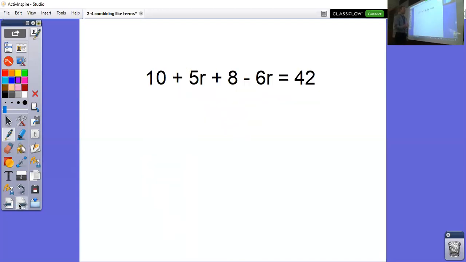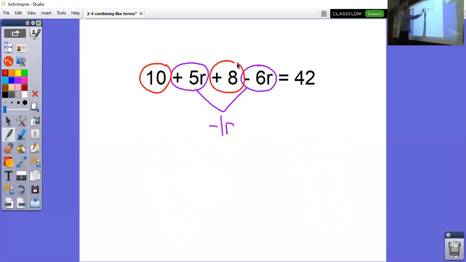Sometimes, again, you're going to have multiple things that you have to add together on the same side of the equal sign. In this problem, we have R's and R's. We can add together the 5R and the -6R. 5R plus -6R is -1R. But we can also add together our plain numbers and our plain numbers. 10 and 8. 10 plus 8 is 18.